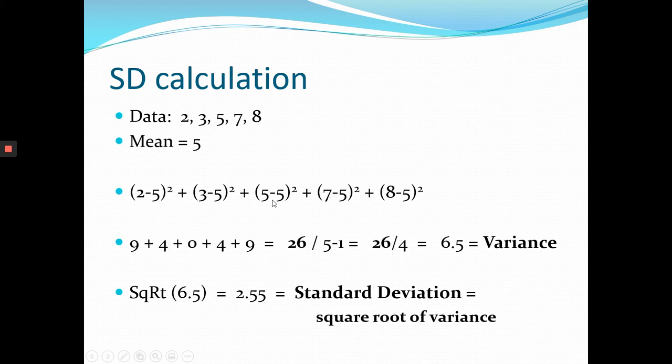5 minus 5 is 0. 0 times 0 is 0. 7 minus 5 is 2. 2 times 2 is 4. 8 minus 5 is 3. 3 times 3 is 9. So now we have all of the squared distances from the mean right here, down here. 9 plus 4 plus 0 plus 4 plus 9.